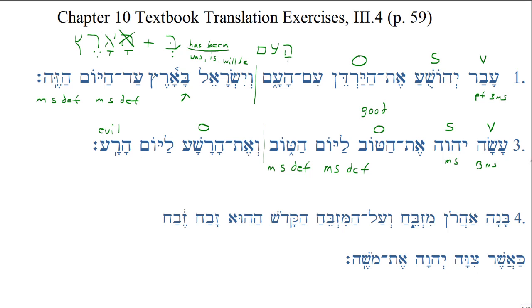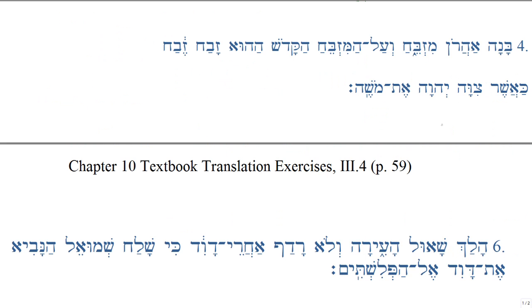So let's go through this. The Lord made, or the Lord has made, the good for the good day, and the wicked for the evil day. Let's continue on with number 4. Bana Acharon Mizveach, Va'al HaMizveach HaKadosh HaHu Zavach Zevach, Ka'asher Tzivah Adonai et Moshe.